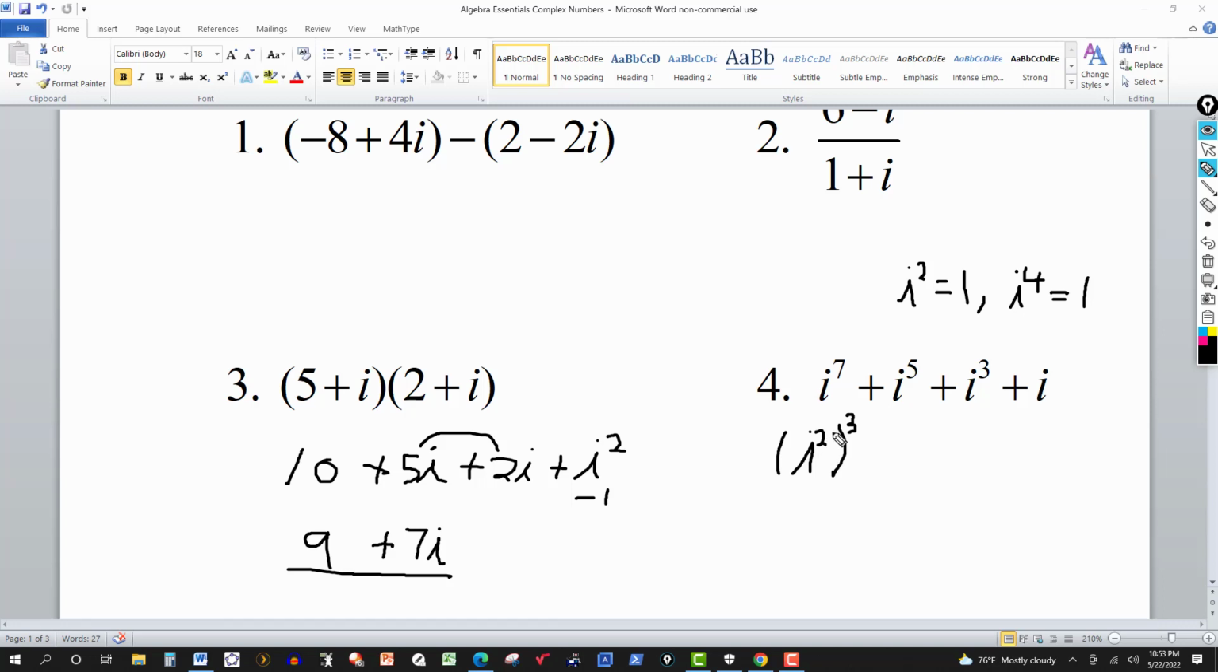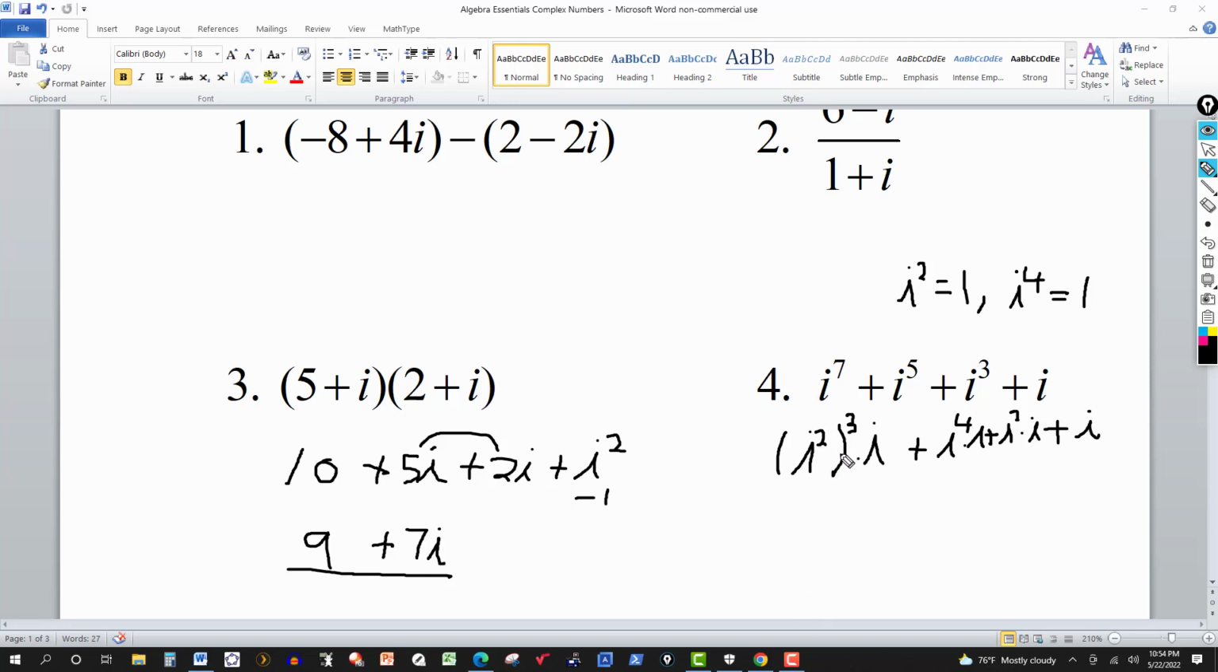i squared to the 3rd, that's 3 times 2 is 6. And then I multiply by i. That's the same thing, that's i to the 7th. i to the 5th, I'm going to break that up into i to the 4th times i. And then i to the 3rd, I write that as plus here i squared times i. And then I just leave the i by itself over here, plus i.